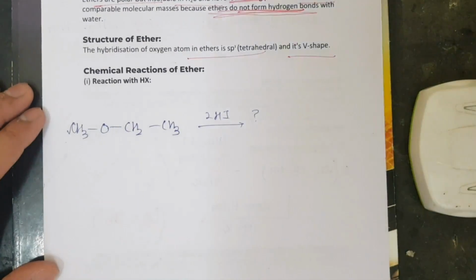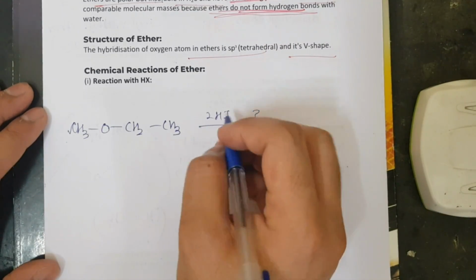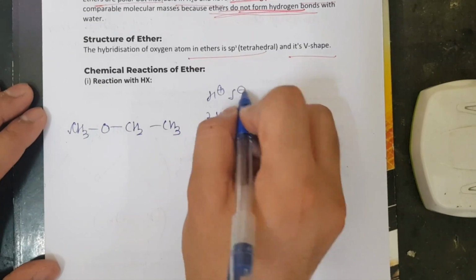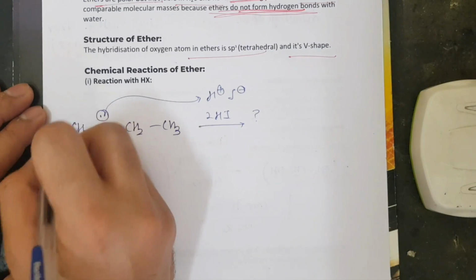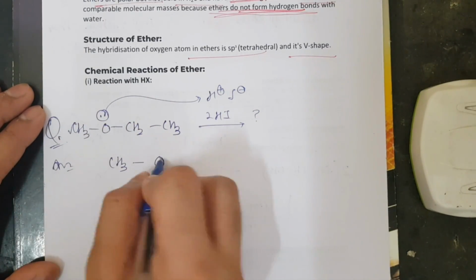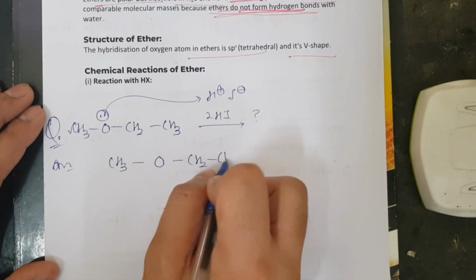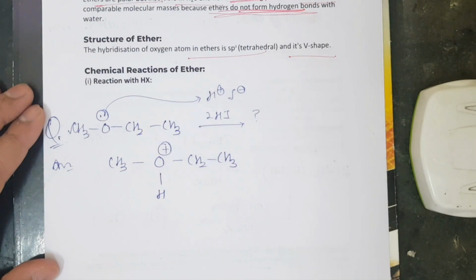So this is the first question. 2 moles of HI are given, so what will the ether do with it? HI basically implies H plus I minus. So the lone pair from here will go and react with the H plus which is present. This is question number 1. So what actually happens from here is that we get CH3O(H)CH2CH3, protonation has happened here. So this would happen from here.